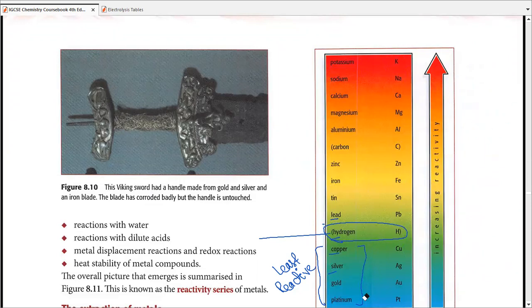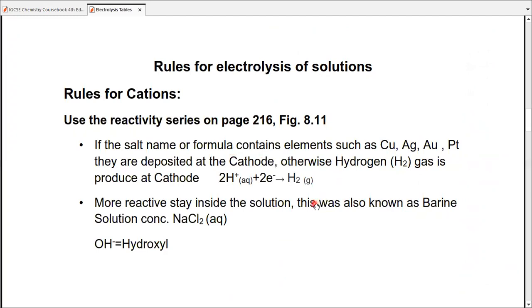Hydrogen has just four elements below it: copper, silver, gold, platinum, the most expensive metals around the world, at least one of the most expensive metals around the world, okay? So it's just hydrogen, copper, silver, gold, and platinum we're going to use in electrolysis. Again, I'm going to erase all of it. I'm going to go back to the original document we were studying from, electrolysis.